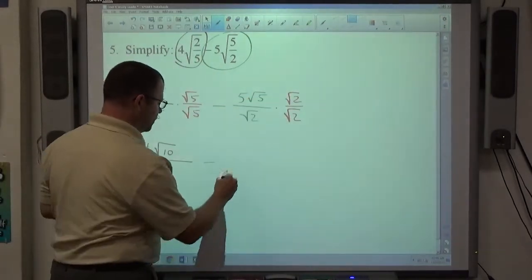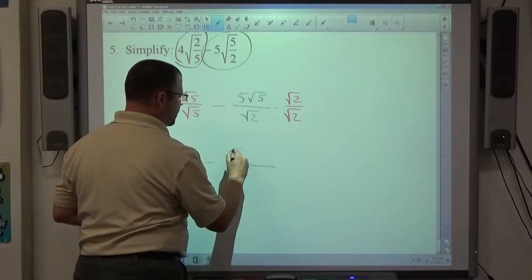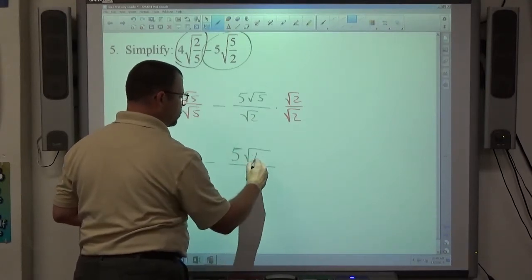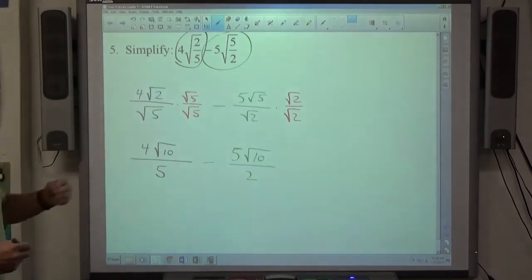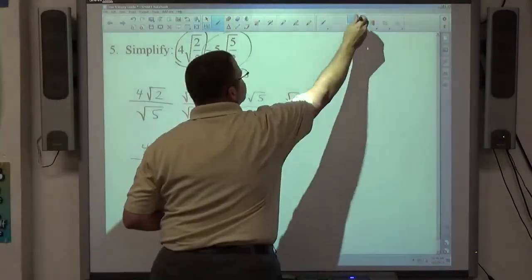This times this. 5 is outside the radical, it stays outside. Square root of 5 and square root of 2 make the square root of 10. And the square root of 2 times itself makes 2 on the bottom. Once again, we're in a situation where the common denominator is 10.